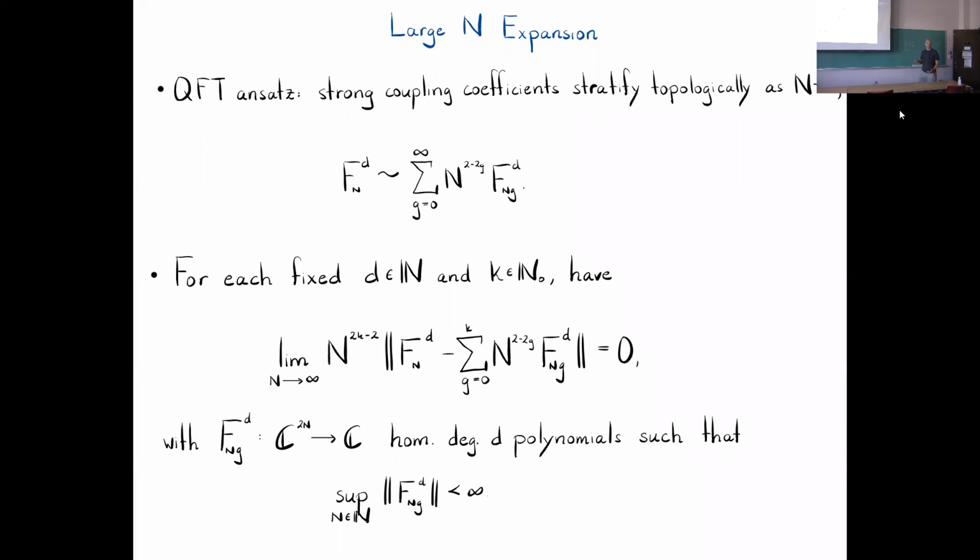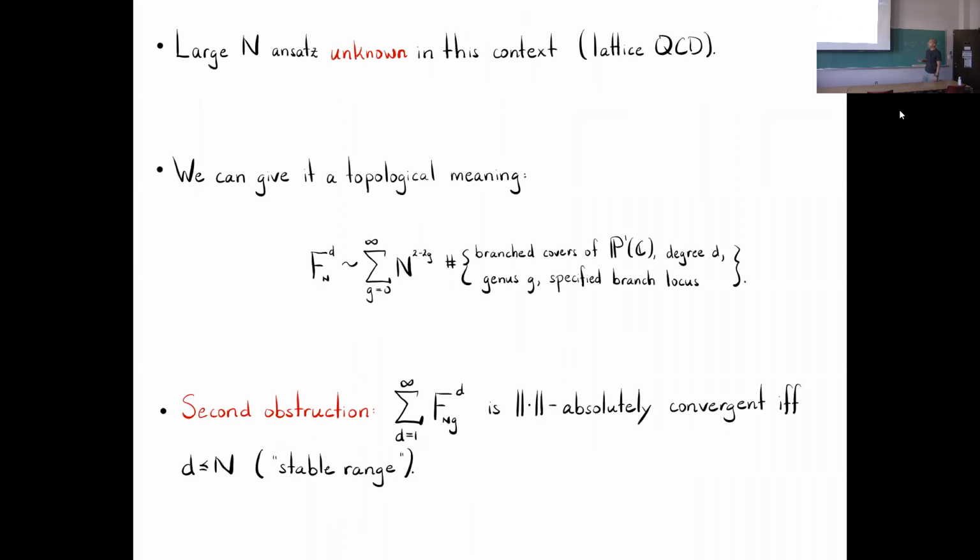So what is the topological interpretation of this expansion? And the large n expansion was unknown in this context, and there was a lot of debate about what it could be. Right, and so the first major piece of the puzzle here is that this large n expansion does exist, and it does have a topological meaning. And the topological meaning is that these polynomials actually are counting branch covers of the Riemann sphere of degree D of genus G with a specified branch locus. So in other words, Hurwitz numbers with this extra monotonicity requirement.